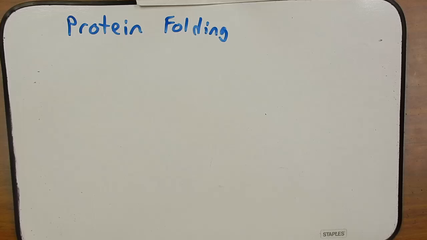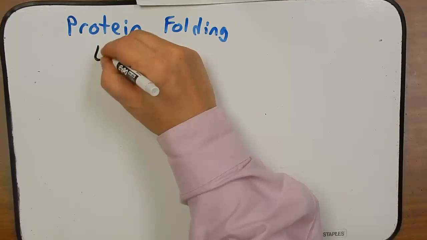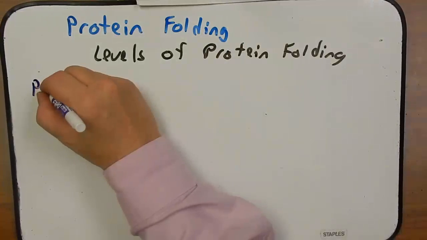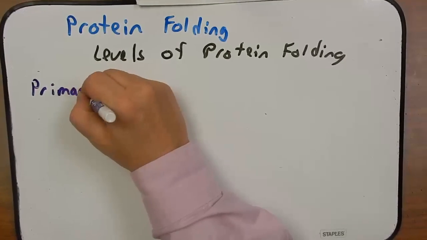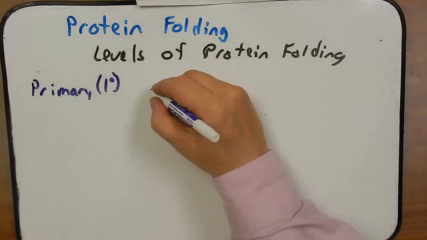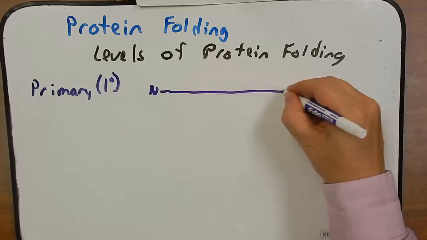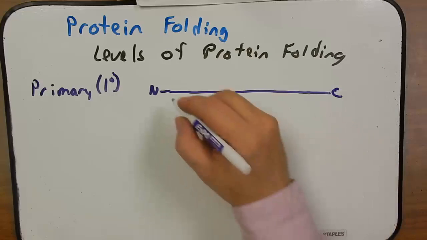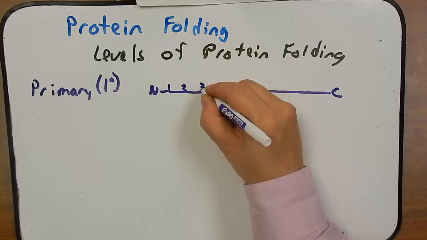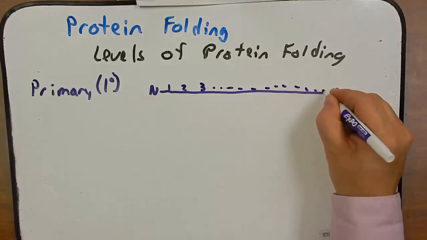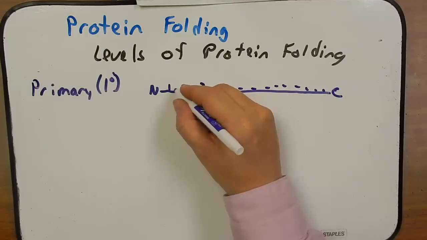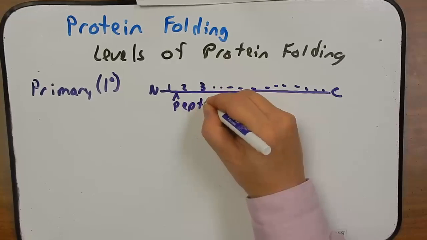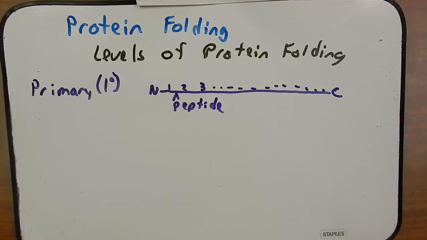Now, I've alluded to this before, but I want to talk about the levels of protein folding. The first one is called primary. The primary structure is just that linear sequence of amino acids. So from the N-terminus to the C-terminus, you have 1 amino acid, 2 amino acids, 3 amino acids, and all the way down until you get to the N. As we've discussed before, each of these amino acids are held together by peptide bonds. So we would say that the primary structure is characterized by peptide bonds.